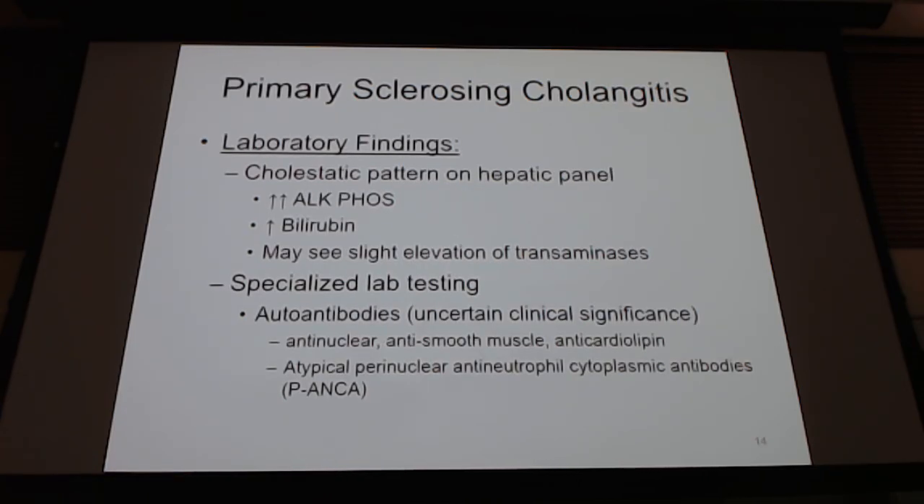Laboratory findings are very similar: increased alkaline phosphatase, increase in bilirubin, and you may see a slight elevation in your AST and ALT. Then we have slightly different antibodies than the anti-nuclear, anti-smooth muscle, anti-cardiolipin, but that's going to be your atypical perinuclear anti-neutrophil cytoplasmic antibodies, or p-ANCA. That's going to be running with more of the PSC versus the biliary, which is going to be more ANA, AMA.